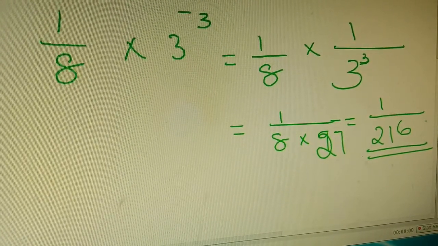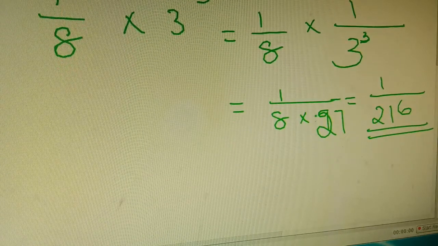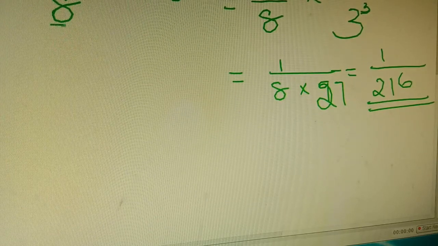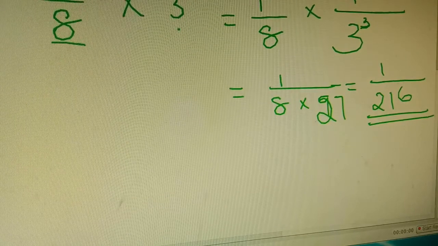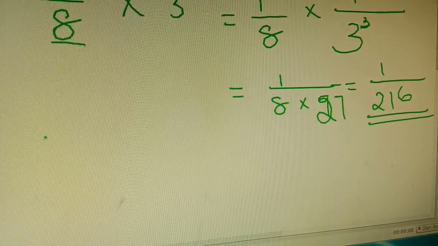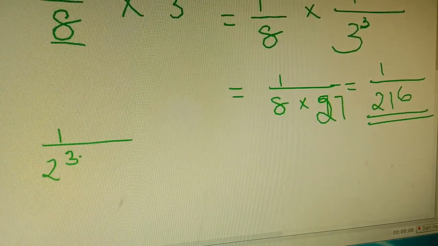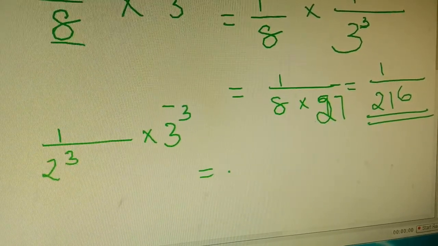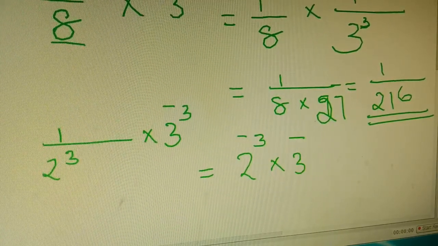Then if the question is this way, to give the answer in exponential form, then we can apply another method. This 8 we can convert into exponential form from the question itself. So 1 by 8, for that we can write 1 by 2 to the power of 3 times 3 to the power of negative 3. Then 1 by 2 to the power of 3 is actually 2 to the power of negative 3 times 3 to the power of negative 3.